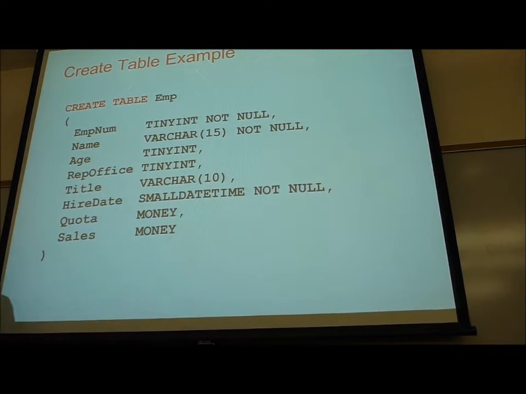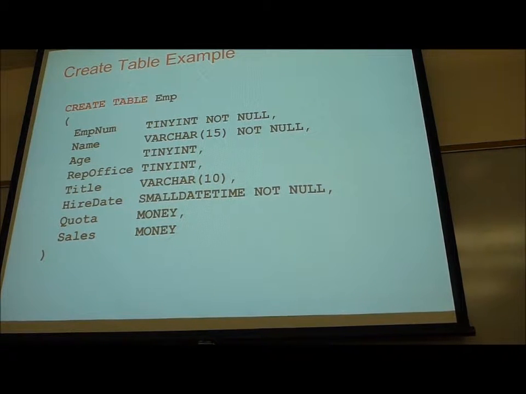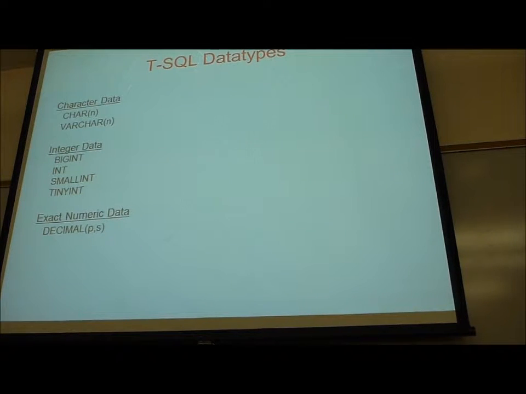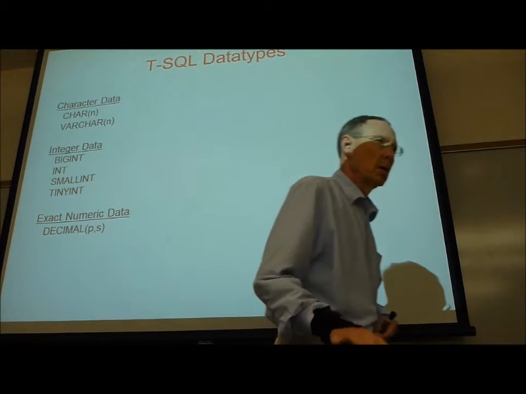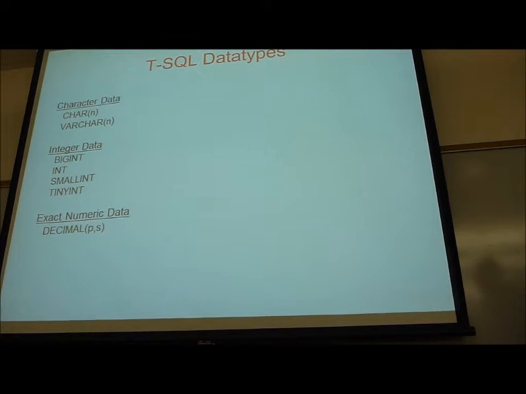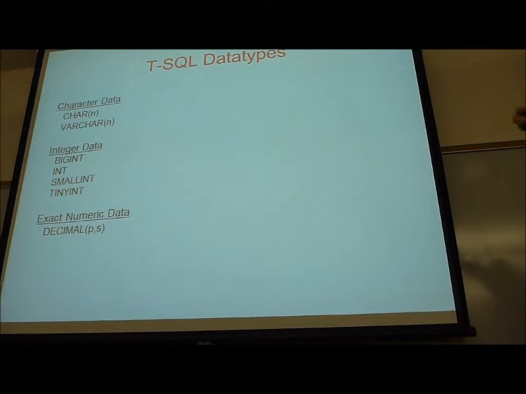So we're going to look at the details of the data types and the column attributes. And then we'll be ready to do some table creation. Okay. The T-SQL data types. Data types will vary somewhat across DBMSs. They'll generally be the same. First category is character type.